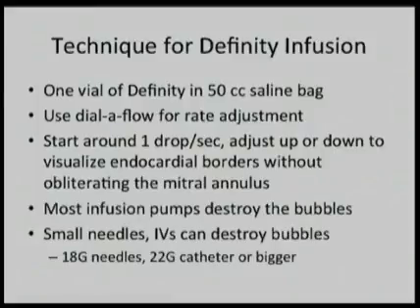Start around 1 drop per second and adjust up or down as you need to see the imaging of the borders without obliterating the mitral annulus. Most of the infusion pumps have rollers that destroy the bubbles, and this is why you want to use a dial-a-flow and not a typical infusion pump. If you use too small of a needle or too small of IV, you can destroy the bubbles too. So typically we like to use an 18 gauge needle if possible, or you can do a 22 gauge, but not any smaller than that.